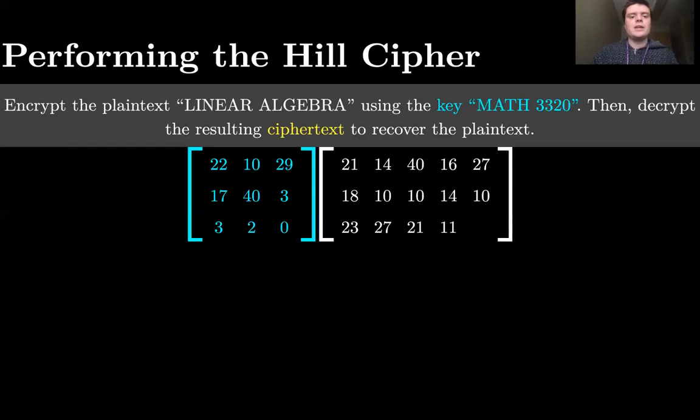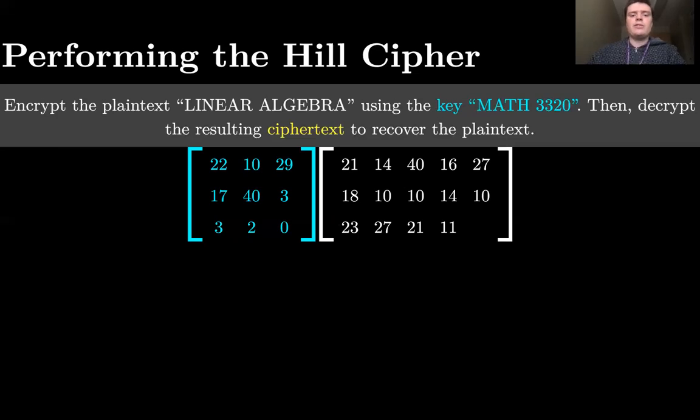Now, the key has to go into a square matrix because the matrix has to be invertible for decryption to be possible. And in this case, the key has just enough characters to fit into a 3x3 matrix. If there weren't enough characters to fit into a square matrix, then we would pad out the remaining values in the matrix with 1, 2, 3, 4, and so on.